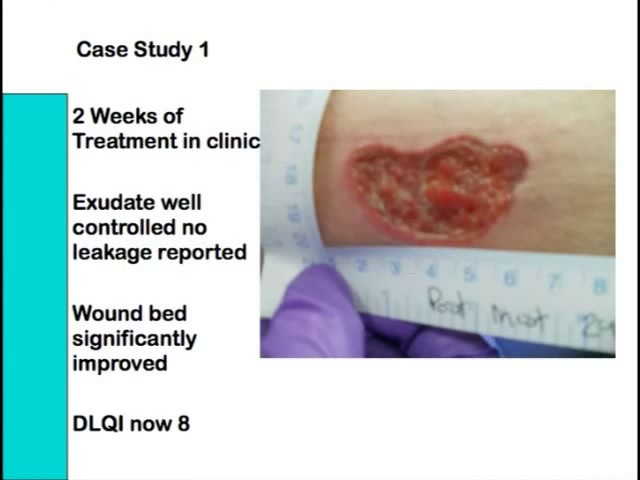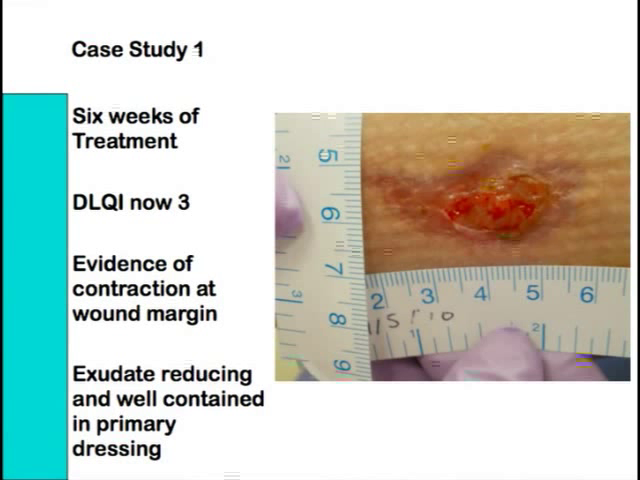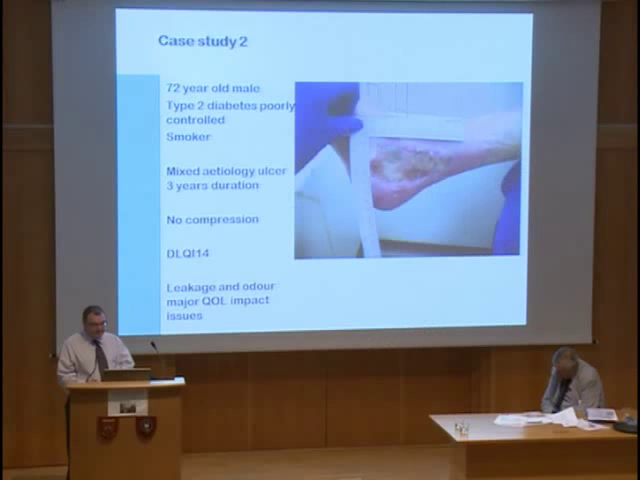The wound bed looks significantly improved, and the DLQI has now improved to 8. We've made a significant impact on the patient's quality of life in only 2 weeks of treatment. 6 weeks of treatment, DLQI is now 3. The patient is significantly more happy in the way things are going. There's really good evidence of contraction at the wound margin. The exudate is significantly reduced and is really well contained in primary dressing.